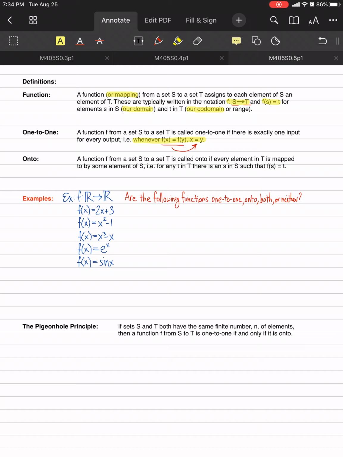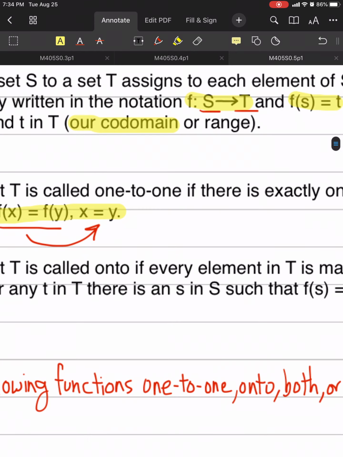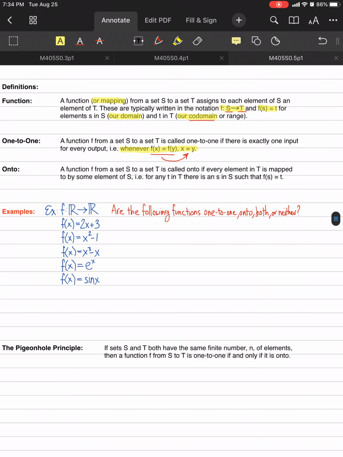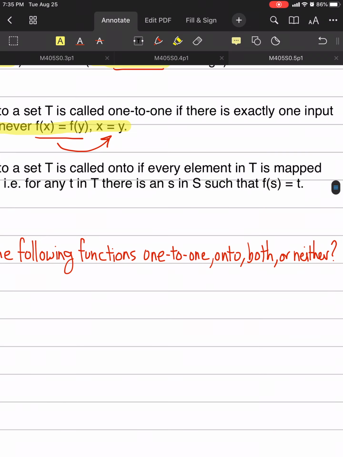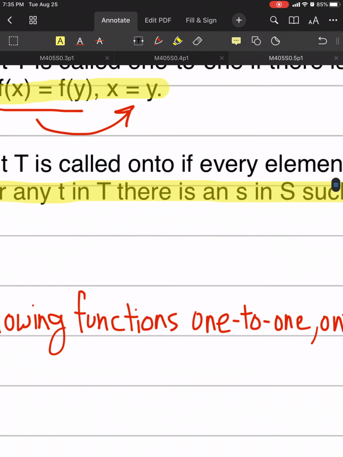Speaking of which, onto, that means that everything in our codomain here, T, everything in that set is mapped to by some element of the domain. In other words, everything, every possible output, there's an input that goes to it. That's the idea. And here, the way you actually prove it is this statement right here. You'll notice this is a for any statement.